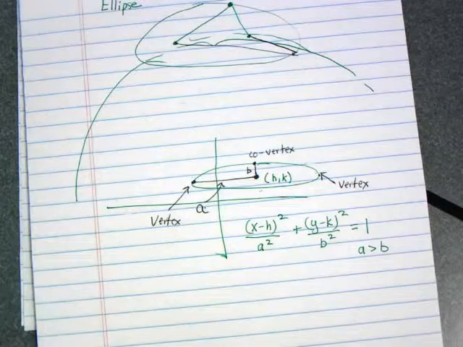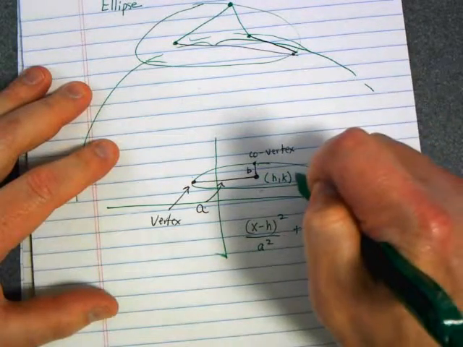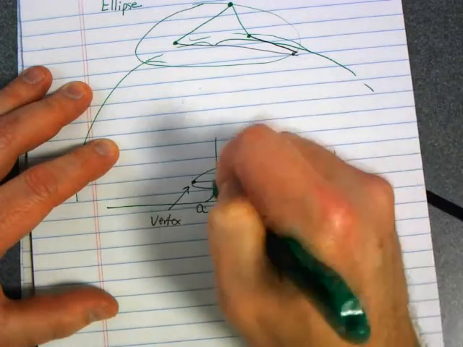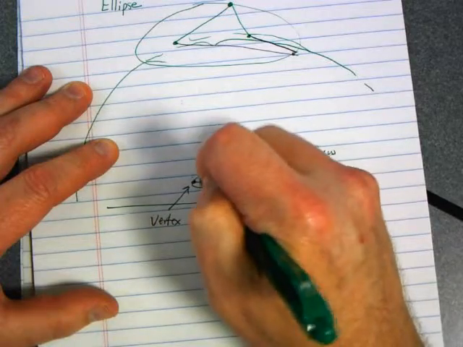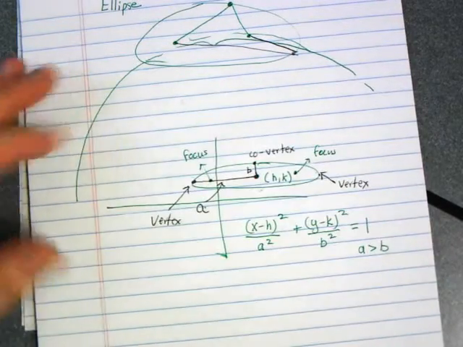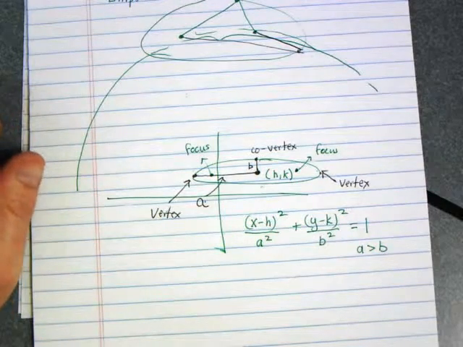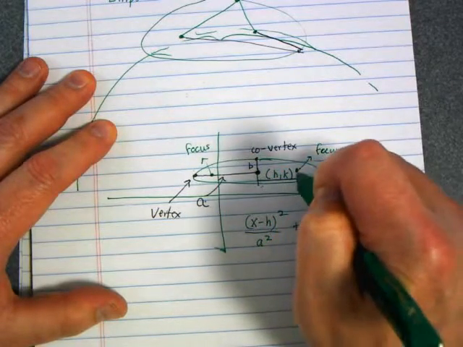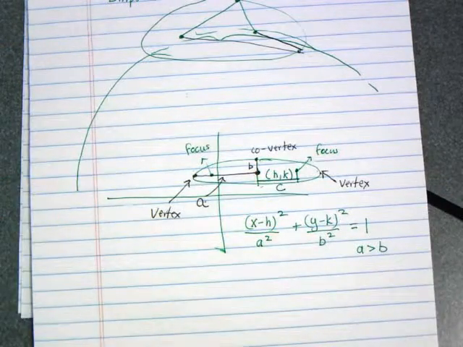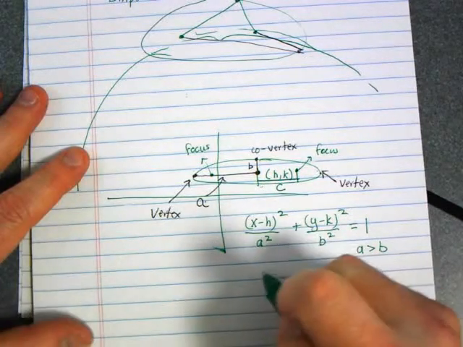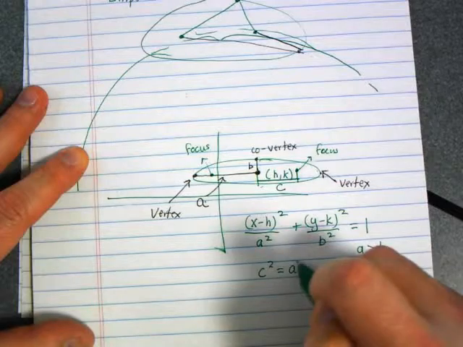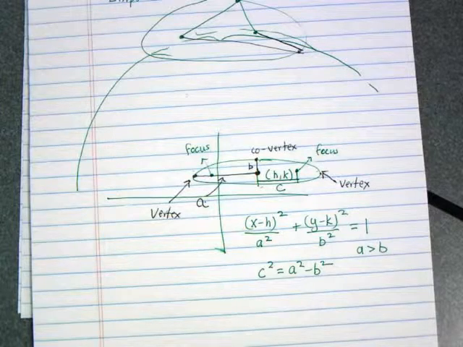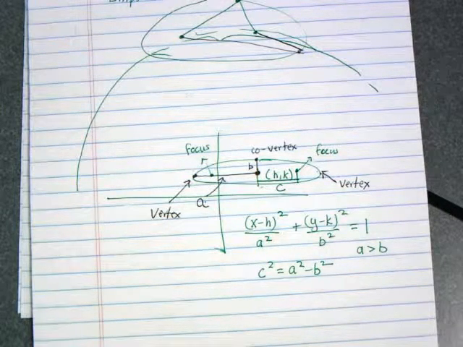Finally, inside our ellipse, we have our 2 foci. So there's a focus here, and there's a focus over here. And again, the plural of focus is foci, not focuses. English language lesson here too. The distance from the center to a focus is called C. And there's a little formula that says C squared is A squared minus B squared. Almost the Pythagorean theorem, except the sign goes the wrong way.